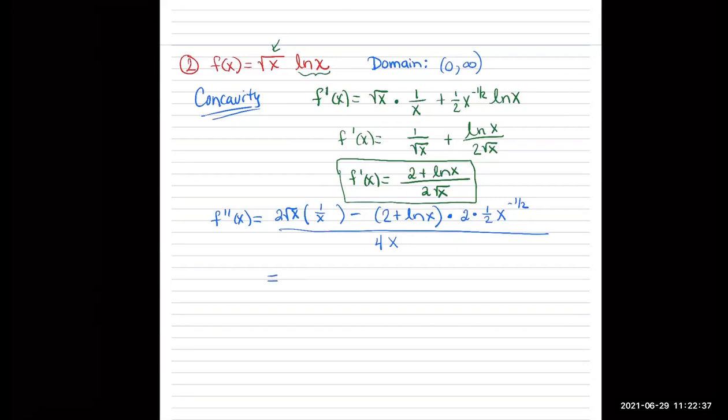I'm going to rewrite it first so I don't have any negative exponents. I have 2 square root of x over x. So that's going to be 2 over the square root of x. Notice 2 times 1/2 is 1. So I'm going to have minus 2 plus the natural log of x over the square root of x. So I'm just trying to clean it up a little bit.